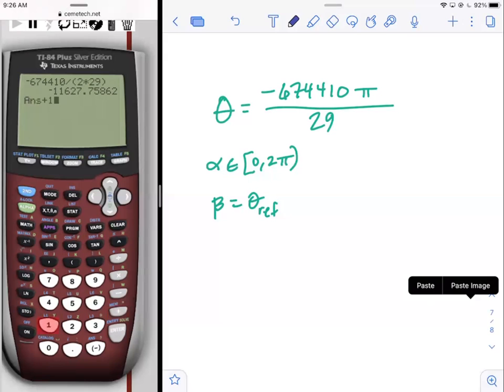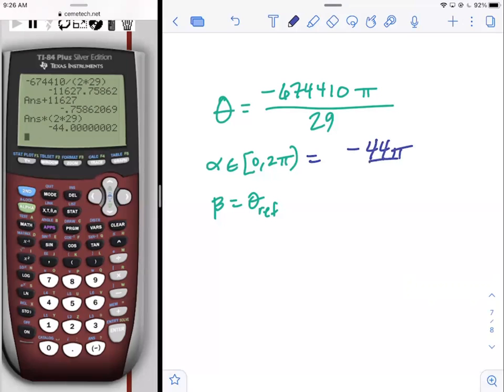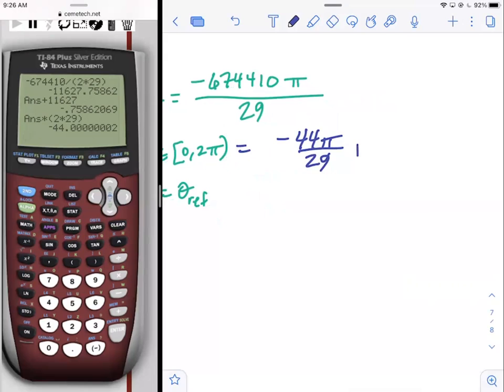We add back plus 11627. And now we remultiply by the same number we divided by, which was what? 2 times 29, which is, of course, 58, right? Okay, good. Boom. And now you get negative 44 point, say it for me, which is your calculator's way of saying what? It's very small. Yeah, round down. Negative 44 pi 29ths. And now you're like, oh, but that's negative, so I add one more rotation to it. So plus twice 29, which of course is 58. And then you get, I guess I'll put plus 58 pi 29ths.